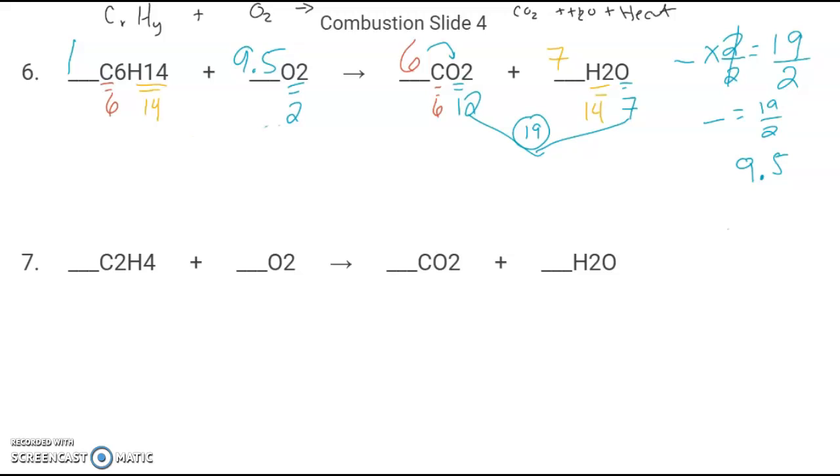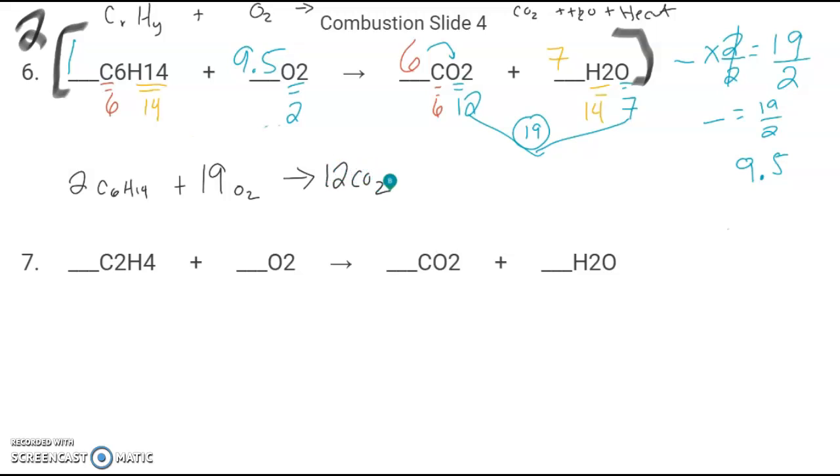So what we're going to do is double the reaction, or double the equation. So multiply the entire thing by 2. What we would come up with is 2 C6H14 molecules plus 2 times 9.5, so plus 19 O2 molecules, would create 12 carbon dioxide and 14 water molecules.